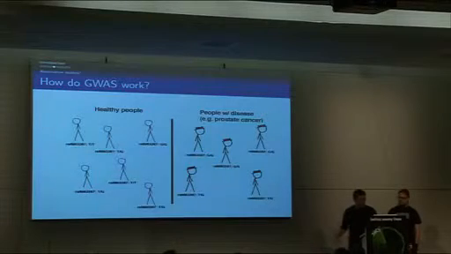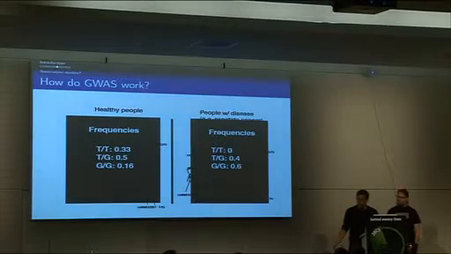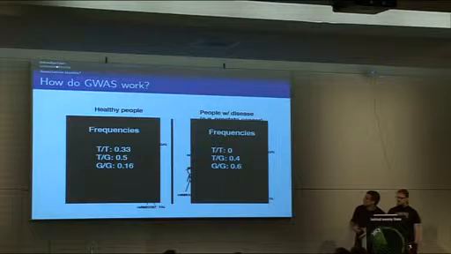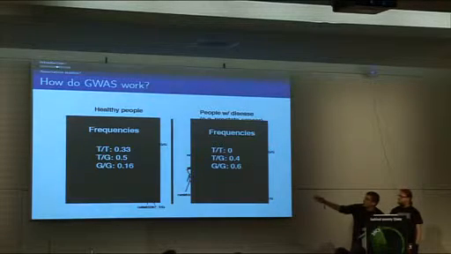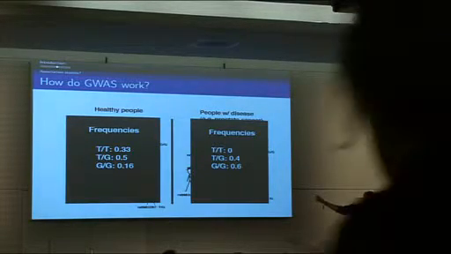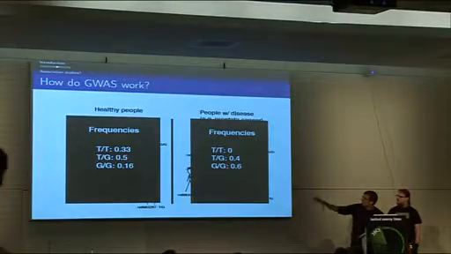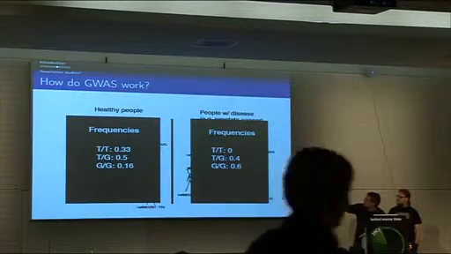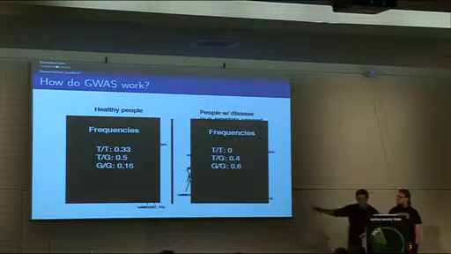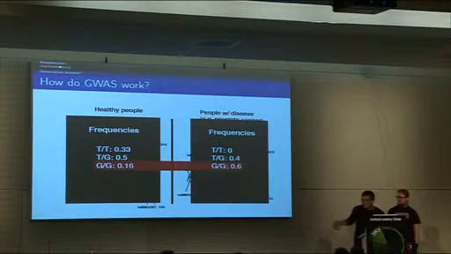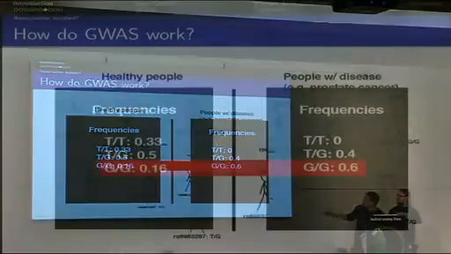And GWAS work by comparing the frequencies then. You can see here our healthy population has TT 33%, 50% TG, and our prostate cancer population has 60% GG. So that's a big difference, and we can link the GG SNP to prostate cancer.